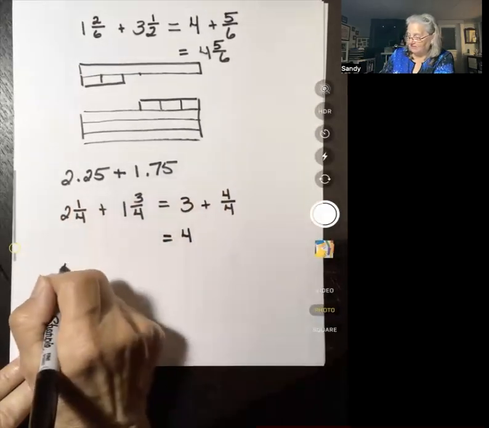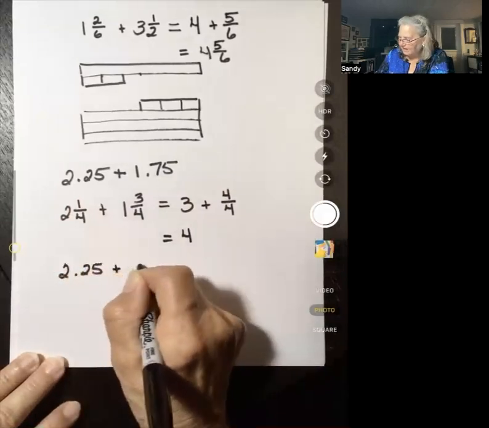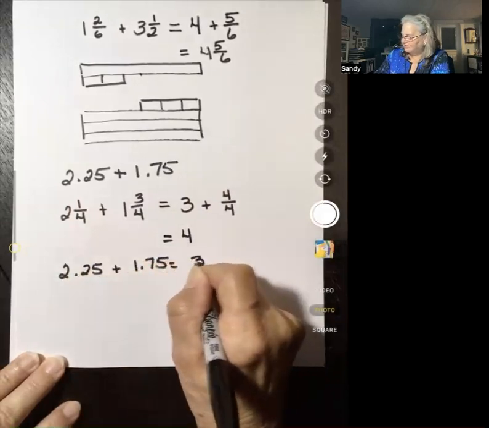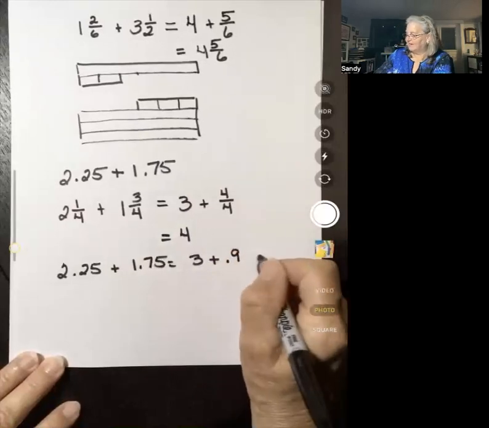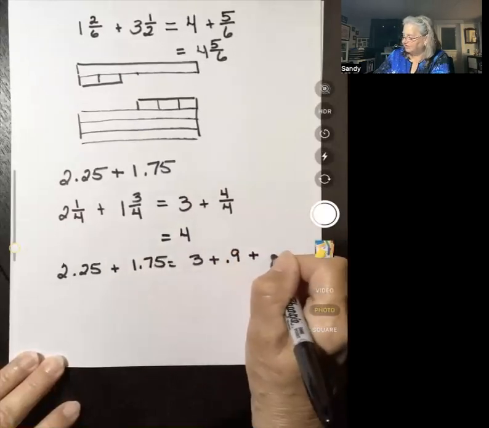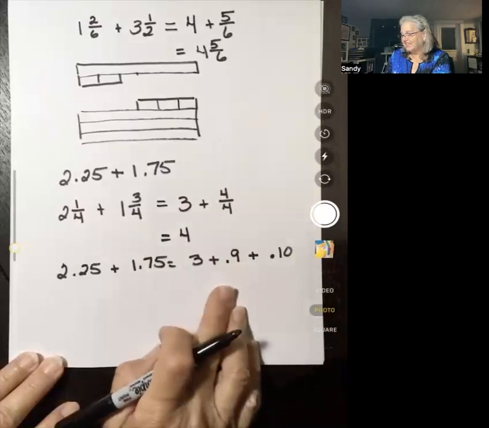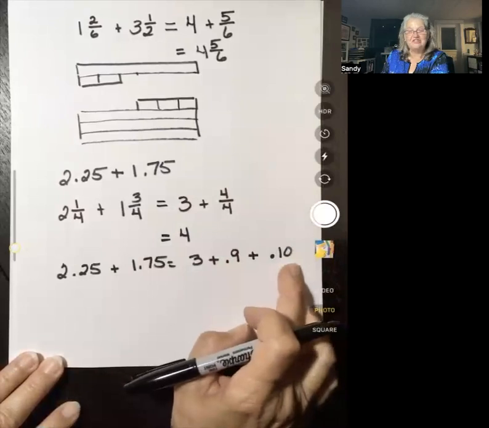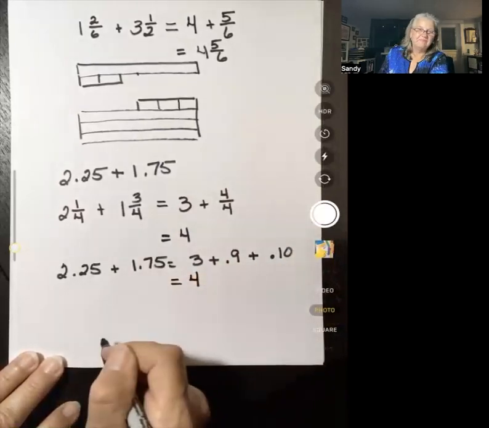I could have thought of this as combining like-size units, right? I can think about combining wholes with wholes, tenths with tenths. And then when I get hundredths with hundredths, it's understanding that equivalency that I can think of 9 tenths as 90 hundredths, or I can think of 10 hundredths as 1/10. In any case, I still end up with 4.